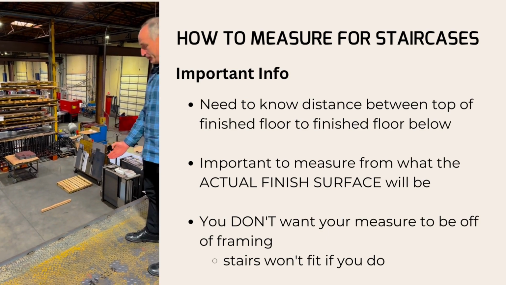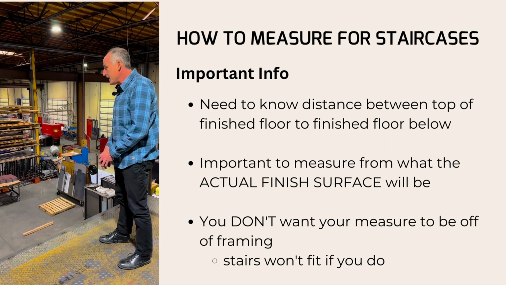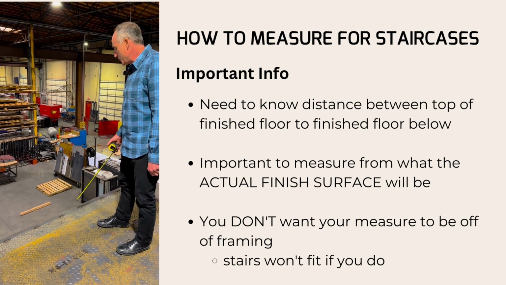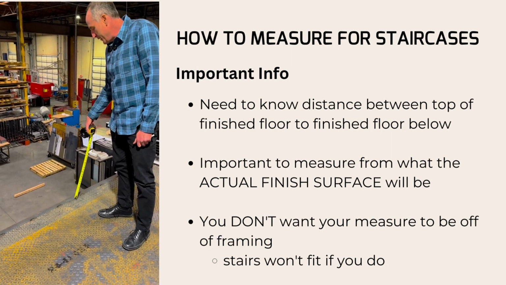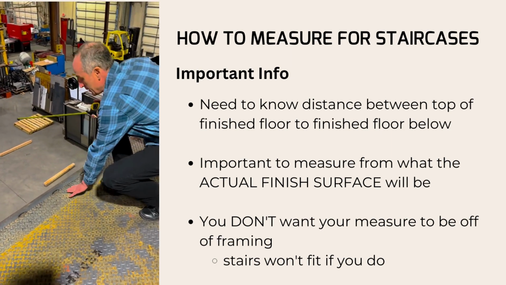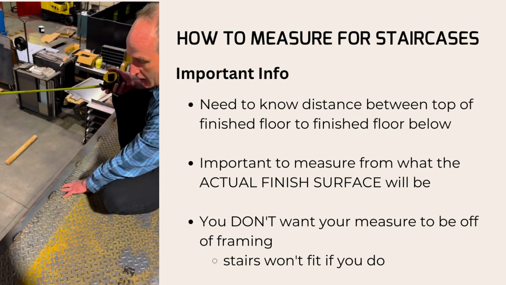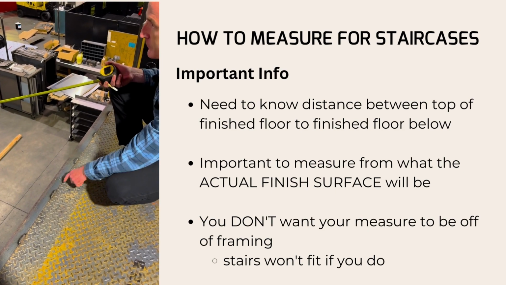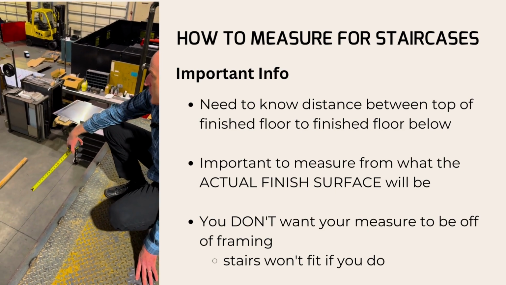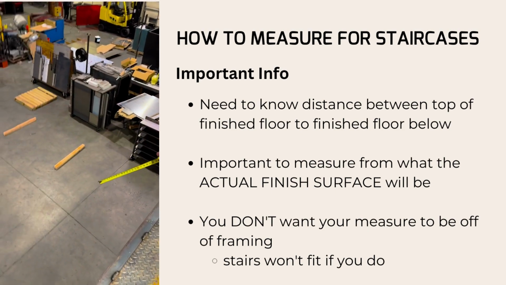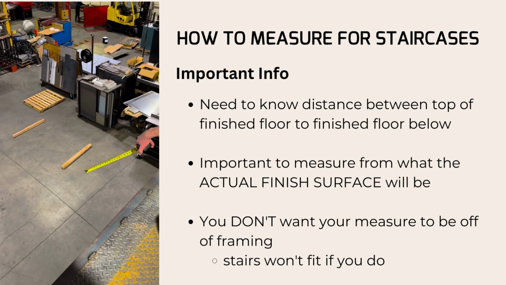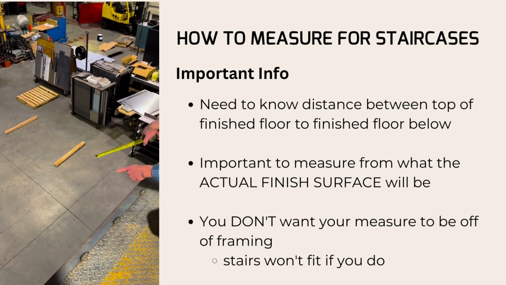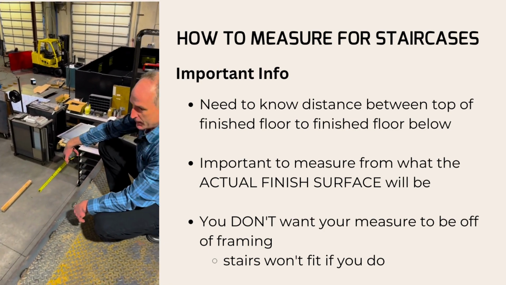to this platform. So the first thing that I need to know is the distance between the top of our finished floor, which is literally the surface that you will be walking on when everything is done. In this case, it's this industrial grading, to the top of the finished floor below. In this case, it is what you're looking at down there. We have a concrete slab. Nothing's going on top of it.